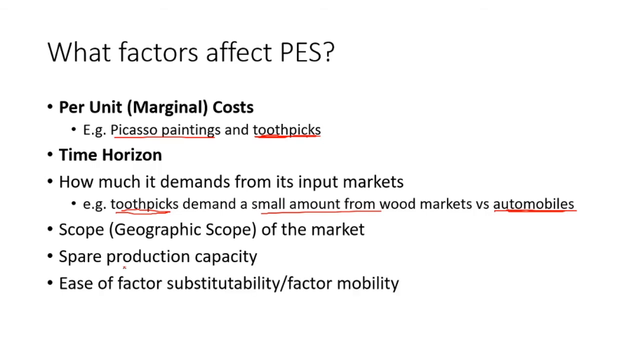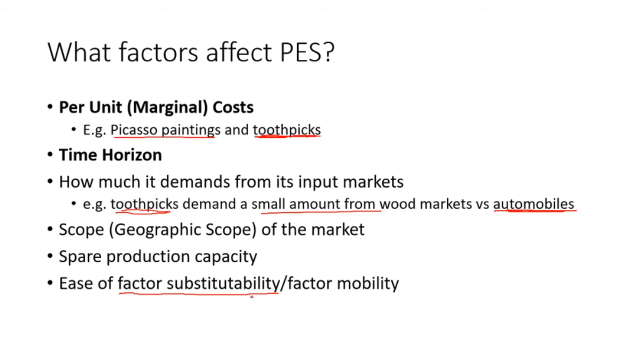Next is ease of factor substitutability, or factor mobility. Factor substitutability we saw before when we were talking about PPFs, and it refers to how easy it is to have factors which can substitute for each other. So if you've got two different workers and they're both producing two different goods, can both produce both goods? That's a higher degree of substitutability. Or are they specialized and they can only really produce one good or the other? That would be a low degree of factor substitutability.